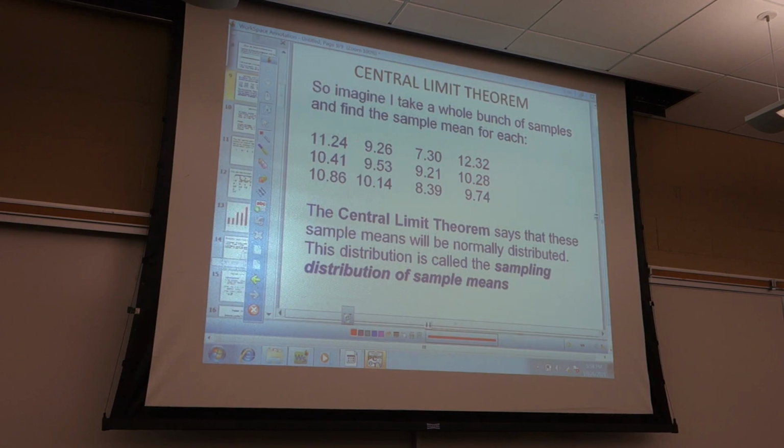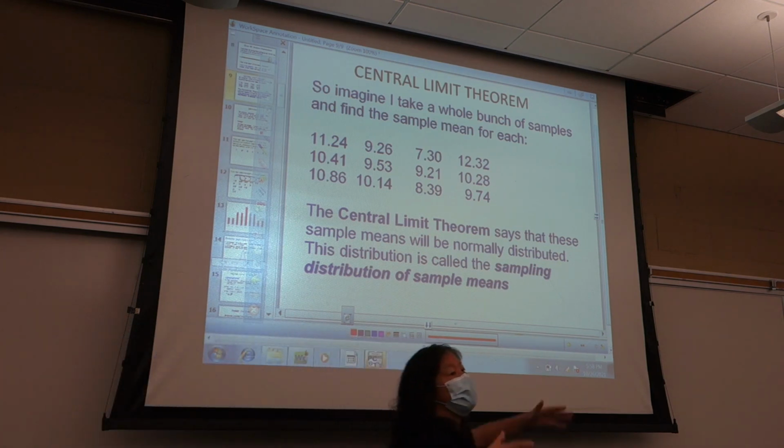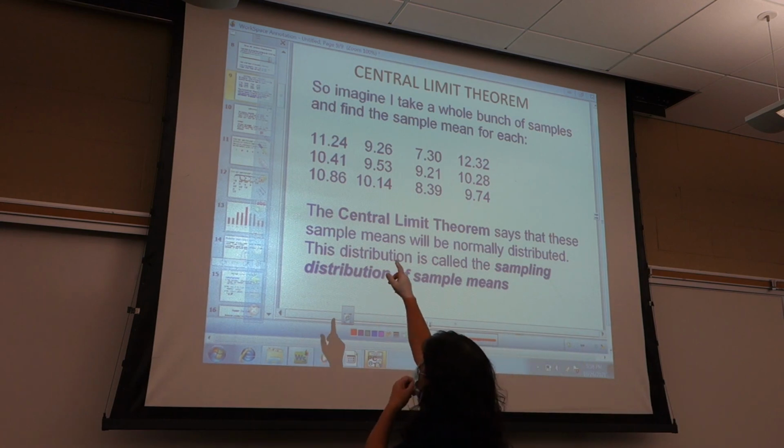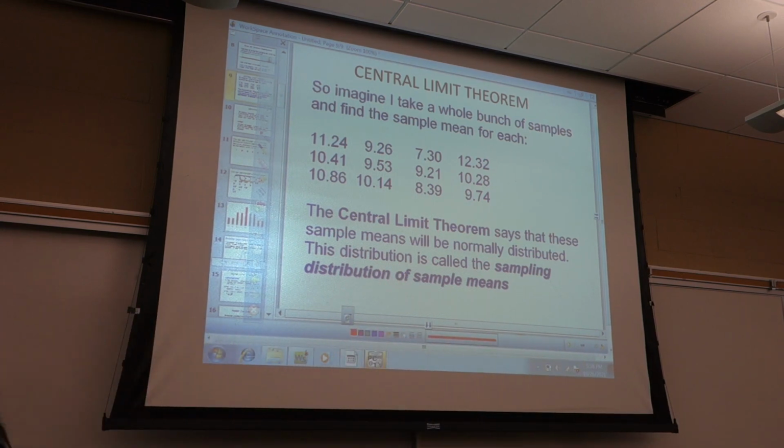Where I take a sample of 30 and I find their mean. I take another sample of 30, I find their mean. I take another sample of 30 and I find their mean. So each one of these, 11.24, represents a sample of 30 and the mean of that sample. 10.41 represents another sample of 30 and their average. 10.86 represents another sample of 30 and their average. So each one of these numbers represents the average of 30.